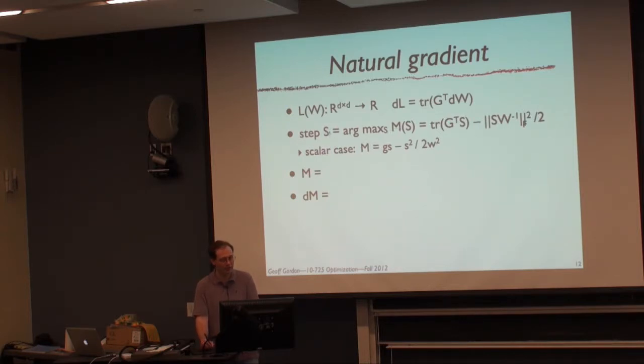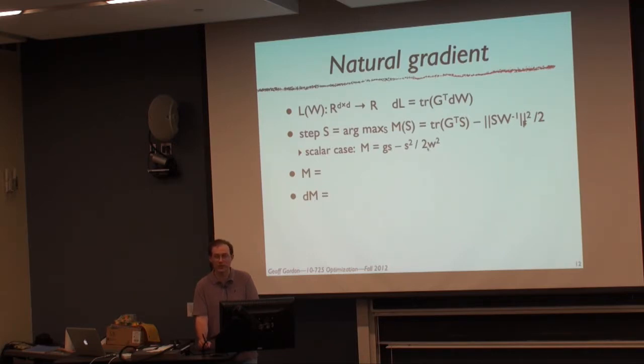So our step is going to be the argmax over S of some function m of S, which is the dot product between G and our step, minus the size of our step measured in this adaptive norm. The adaptive norm is the squared Frobenius norm of S times W inverse, right? So why would we pick that? What is that doing? Well, if you look at the scalar case, it is G times S minus S squared over 2W squared.